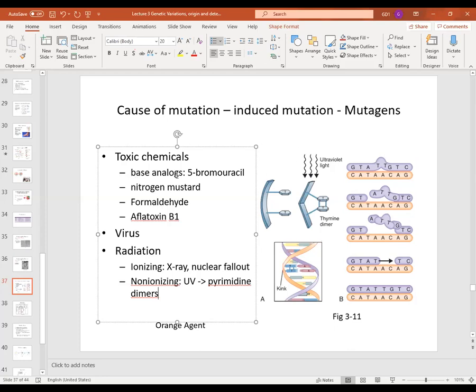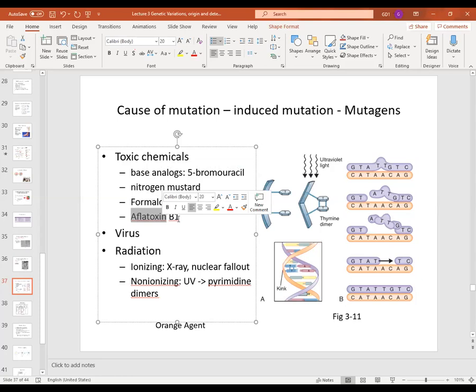Next we have base analogs. Base analogs are chemicals with structures very similar to A, T, C, G. For example, 5-bromouracil: when the DNA makes a new strand, this chemical can join inside the strand, and DNA polymerase cannot distinguish them, and they make a mutation. And nitrogen mustard is the most dangerous here, and we have formaldehyde in agriculture in Vietnam. Many companies use formaldehyde, or in the lab we also use this one. The toxicity is medium, not very high, and aflatoxin B1.